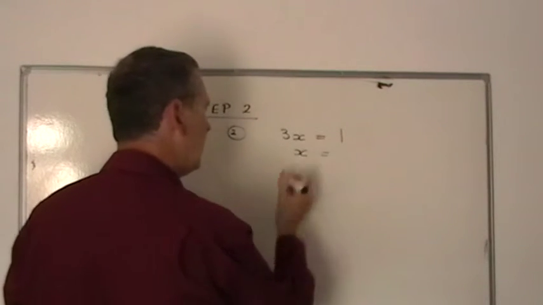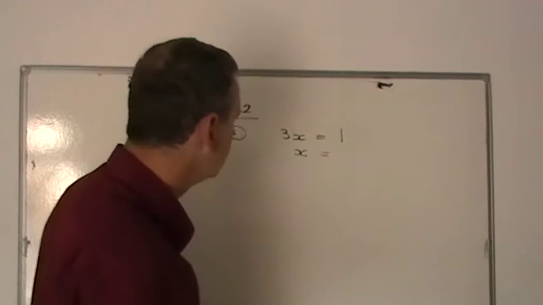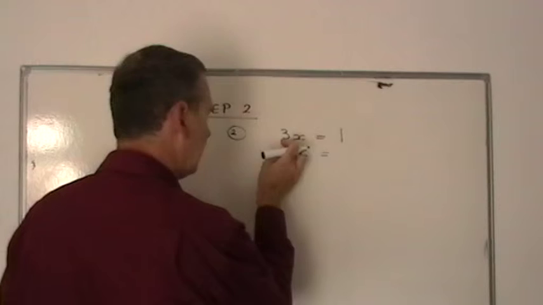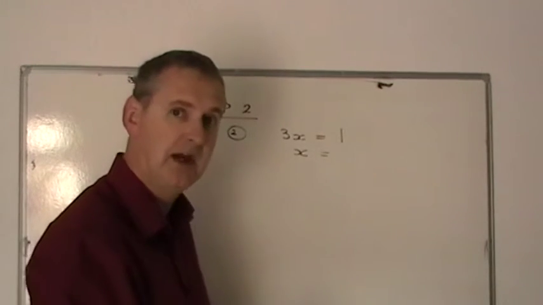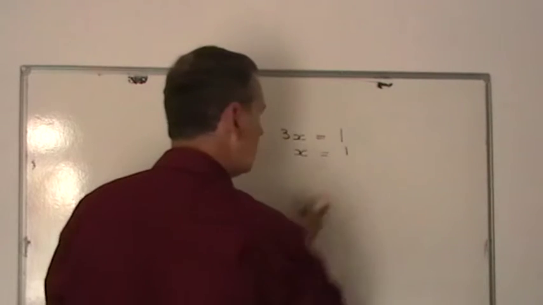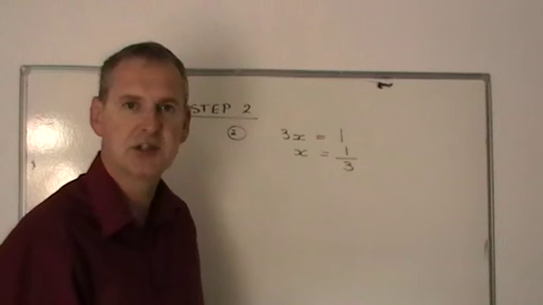I'm going to say I want the x to appear on the left because that's where it started in the question. So what I need to do is get rid of that times by 3, so I take it to the other side. It's going to become a divide by 3. So I'll leave the 1 exactly the same, and I'm going to take the 3 and make it a divide by 3 on the other side.